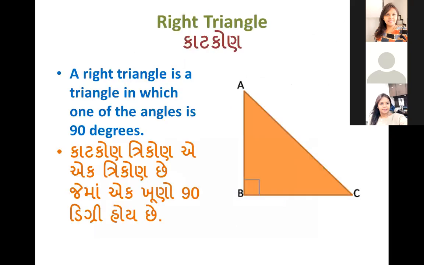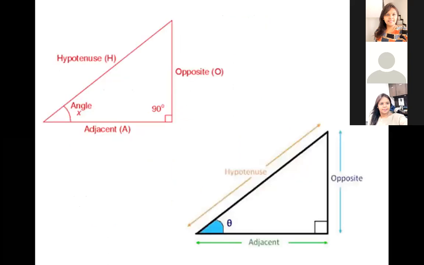Let's move on. The third and last triangle is the right angle triangle. In this triangle, exactly one angle is 90 degrees. Any one angle will be exactly 90 degrees, and it's known as a right angle triangle. So a triangle which has one angle of 90 degrees is called the right angle triangle.